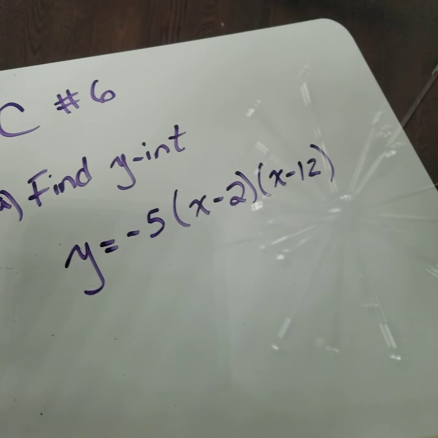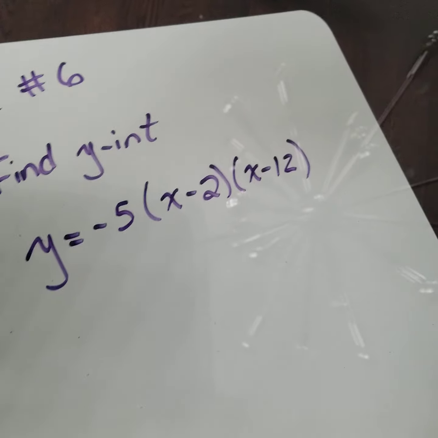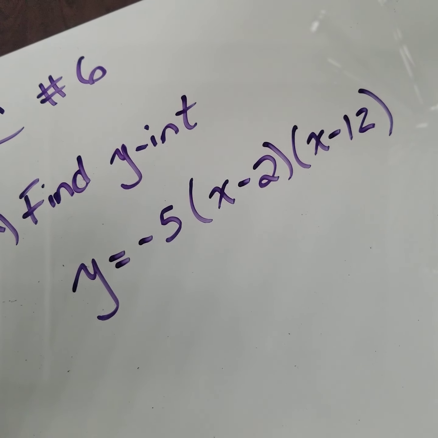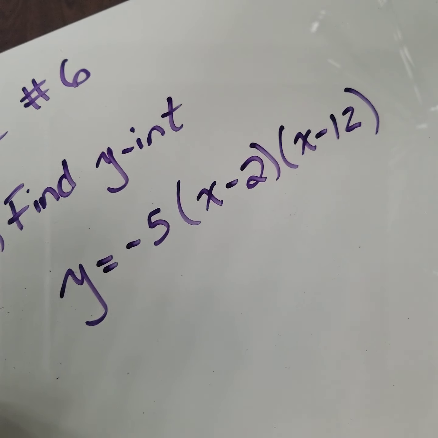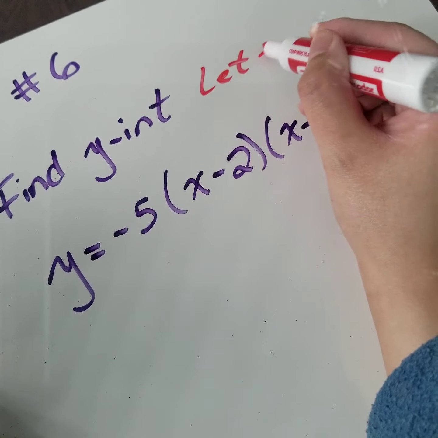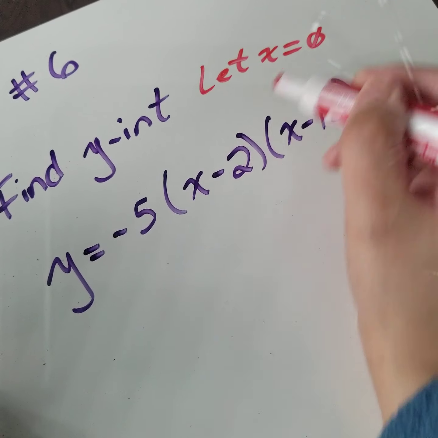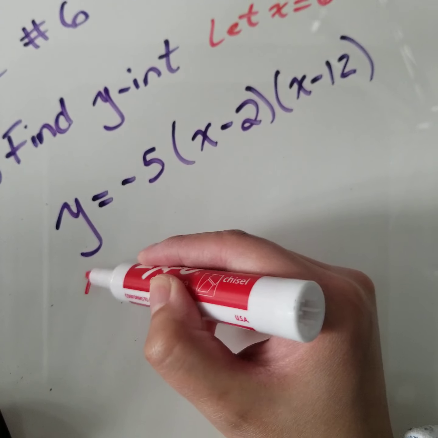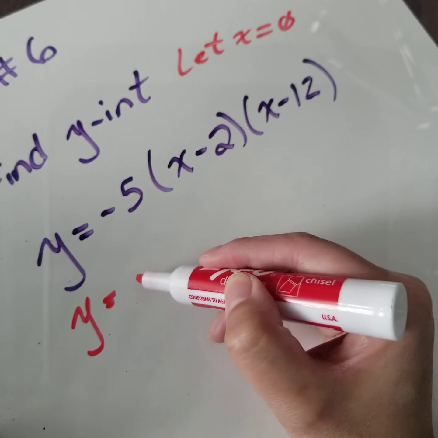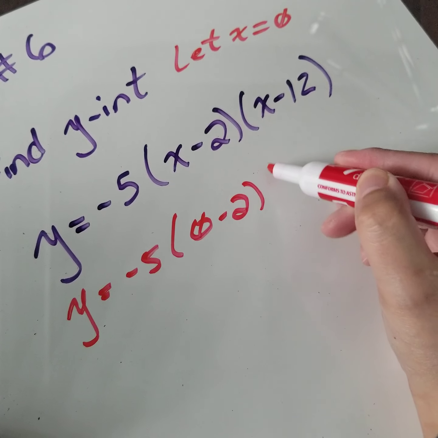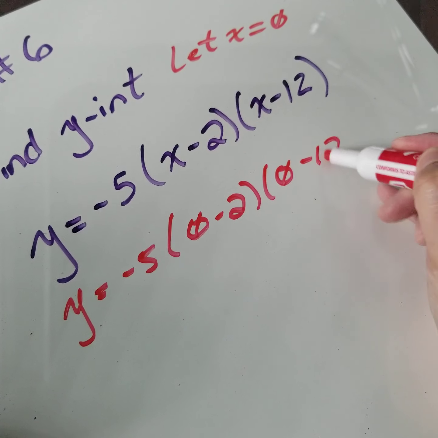So let's take a look here. They want me to find the y-intercept. So if I'm going to do the notation, again, I know that I would have to write here, let x equal 0. And anywhere in the function that has x, I'm going to substitute 0 instead. So y is equal to -5 (0 minus 2)(0 minus 12).